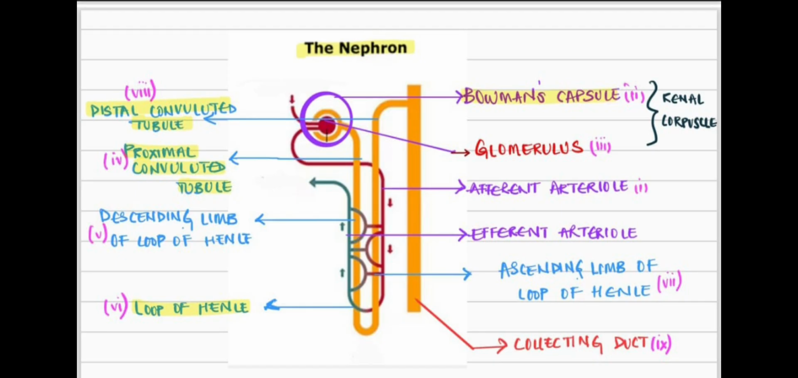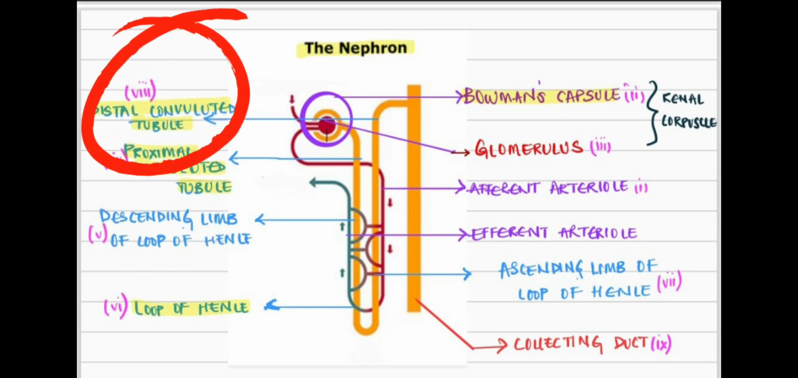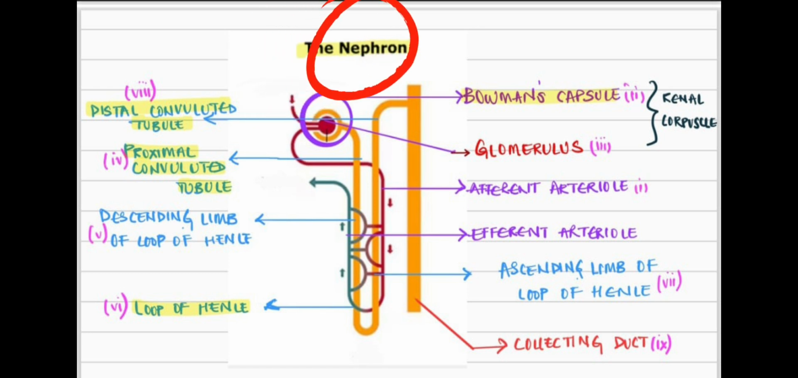Now, let us see in detail about the parts of the nephron. The proximal convoluted tubule, loop of Henle, and distal convoluted tubule together are called the nephron, whereas the renal corpuscle has Bowman's capsule and the glomerulus.